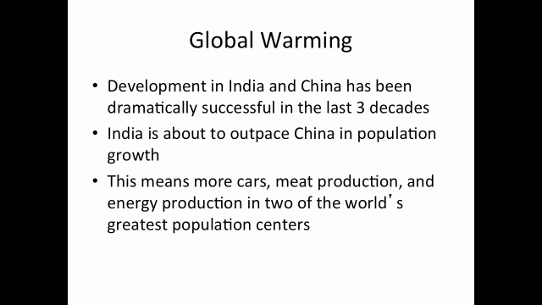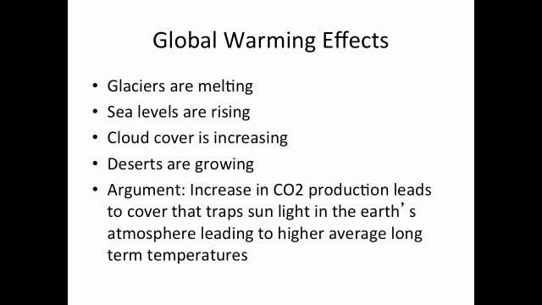Of course, one of the biggest problems that has come out at the time of globalization is the theory of global warming. The theory of global warming is based upon the idea that development of industry leads to CO2, and this carbon dioxide traps heat and intensifies it in the earth, causing increases in global temperatures over time. The development in India and China has been dramatically successful in the last 3 decades as far as industrialization goes. In fact, India is about to outpace China in population growth. But this means more cars, meat production, and energy production in 2 of the world's greatest population centers. This means that the effects overall of global warming can be much more hazardous.